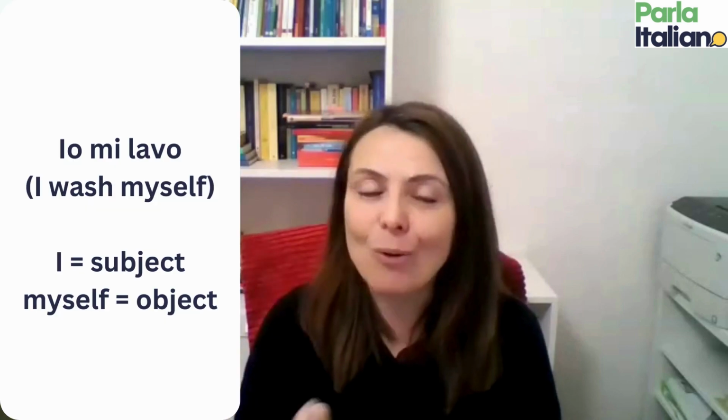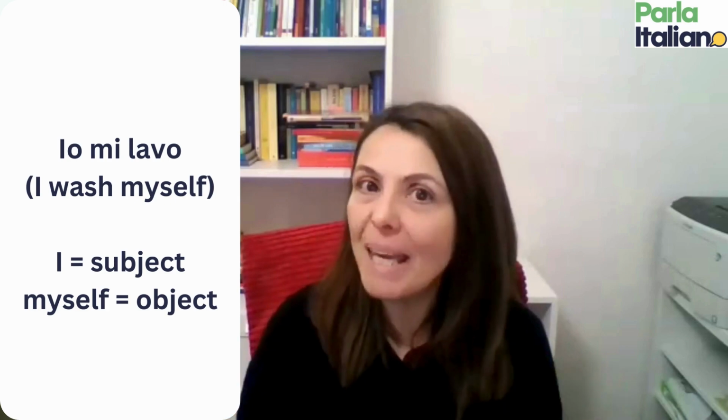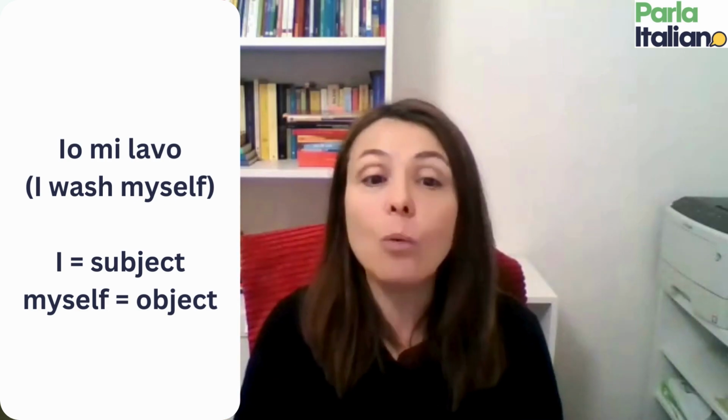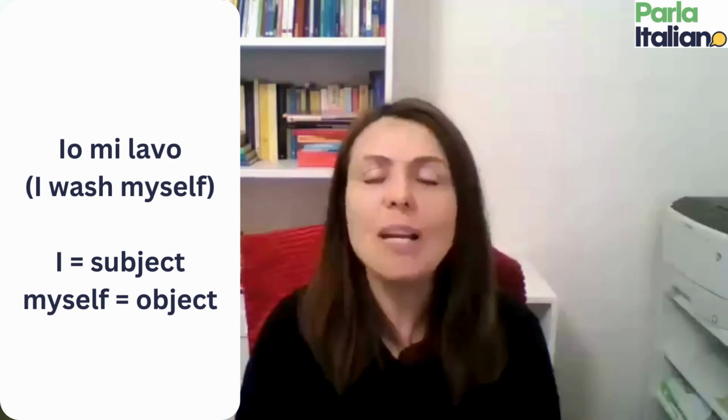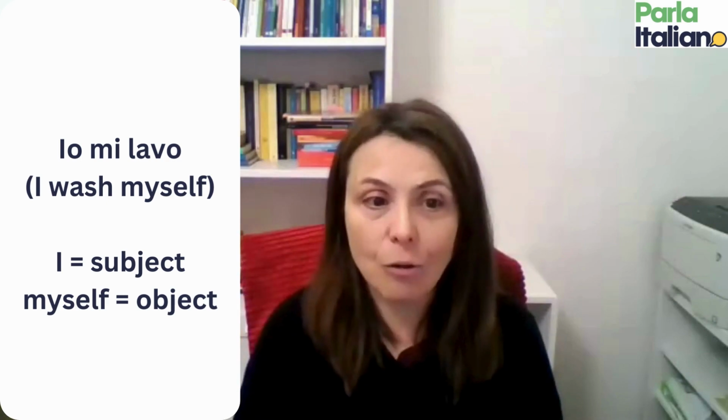I'll give you an example. I wash myself. Io mi lavo. I is the subject, the one doing the action of wash, and the object of the action is myself. Io mi lavo. To understand this concept even better, I'll give you an example of a non-reflexive verb and its reflexive version. Can you guess which one is which?